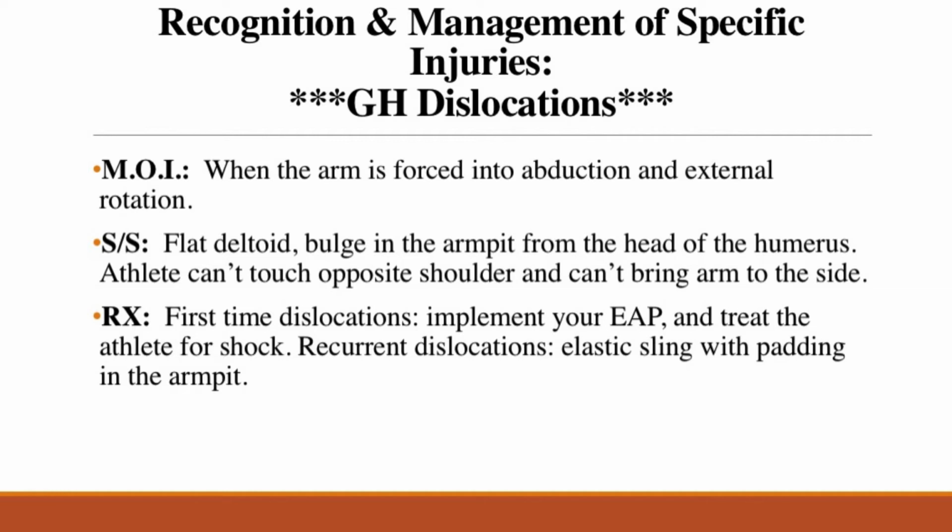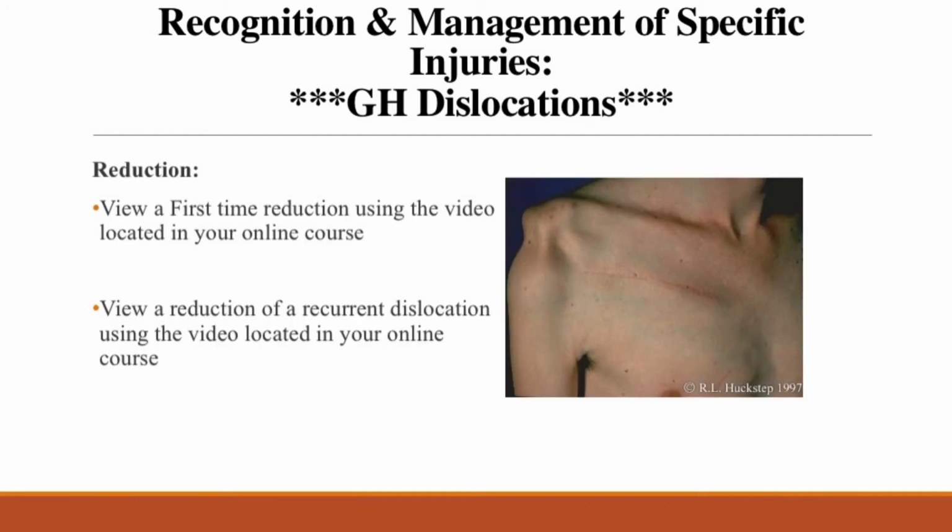First-time dislocations require the implementation of an emergency action plan and treating the athlete for shock. In recurrent dislocations, the athlete sometimes can reduce the dislocation on his own. Physician follow-up is warranted. Refer to the two clips that demonstrate a glenoid-humeral reduction.